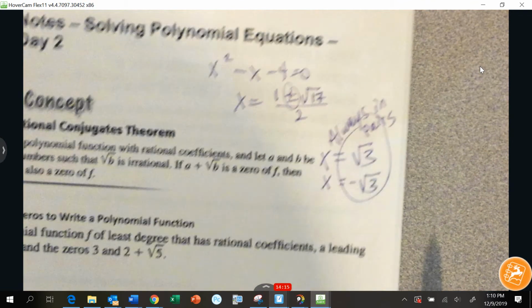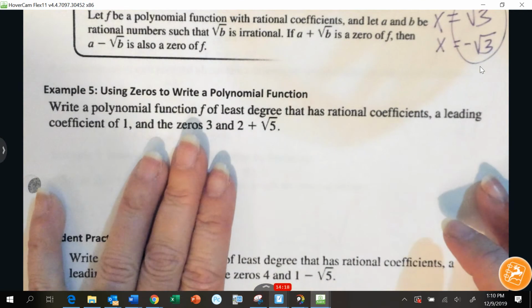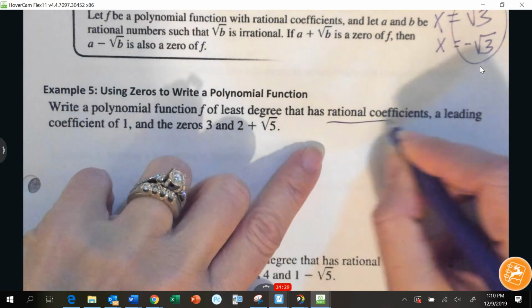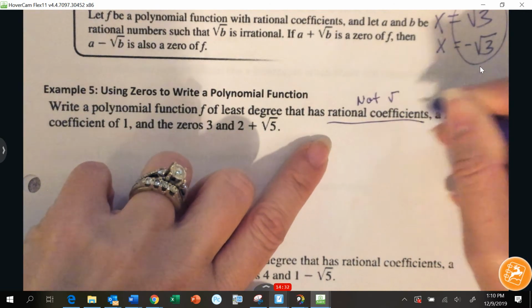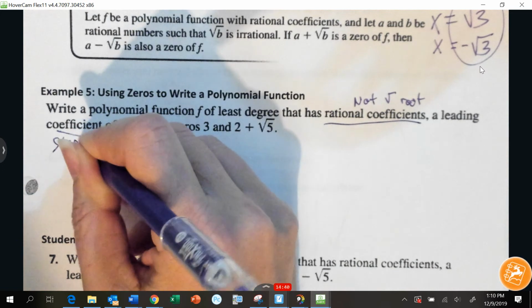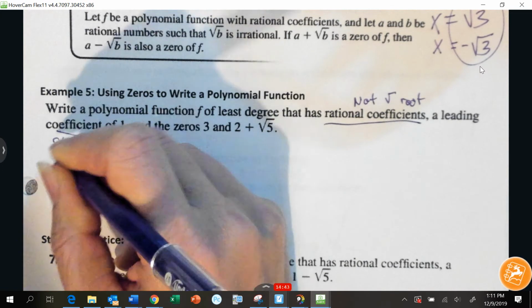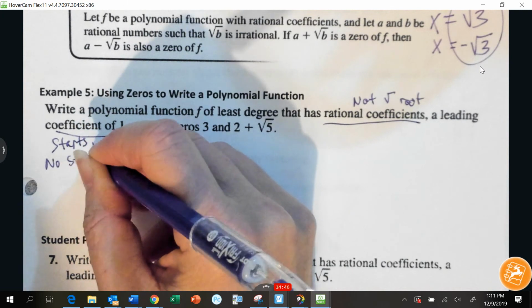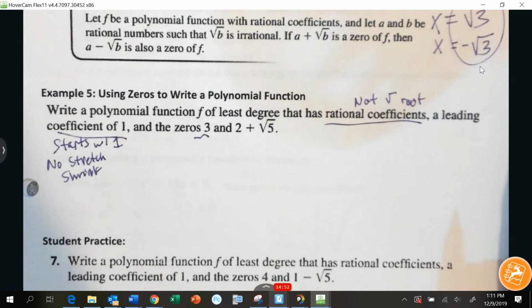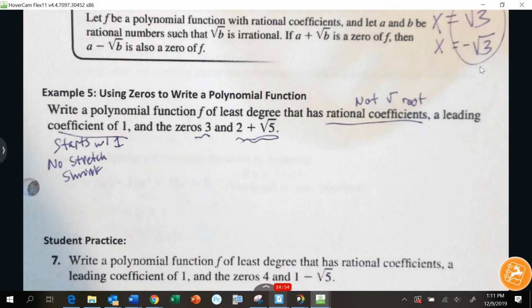Okay? So when I go to this next question, it says, write a polynomial function f of least degree that has rational coefficients, which means not square root coefficients, a leading coefficient of 1, so that means there's no stretch or shrink, and these zeros: a zero of 3 and a zero of 2 plus radical 5.